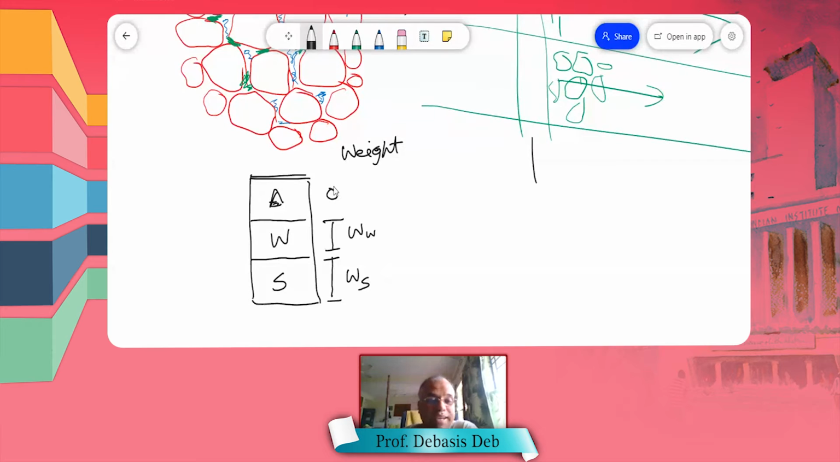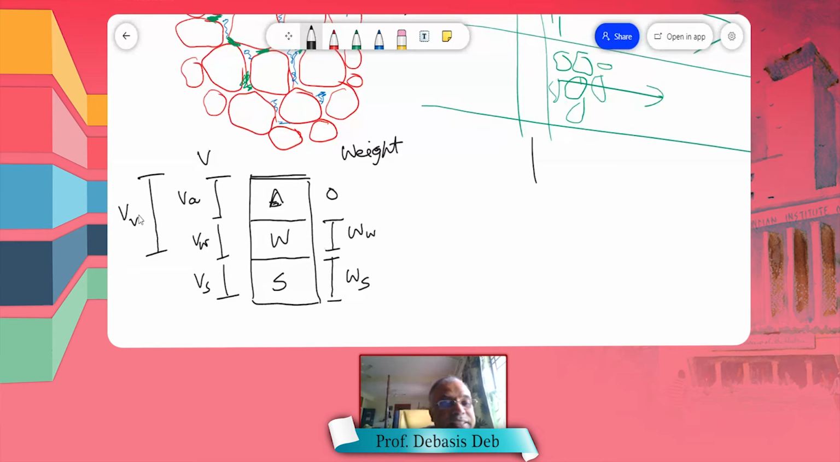There is no weight. But in the volume, we have the volume of air, the volume of water, and the volume of solid. And this volume we call the volume of void. Okay. It may be coming to you a little delayed, but you can relate it gradually.